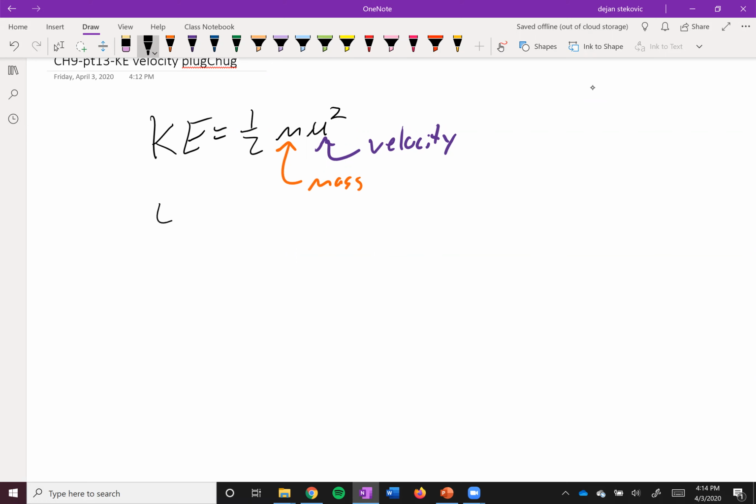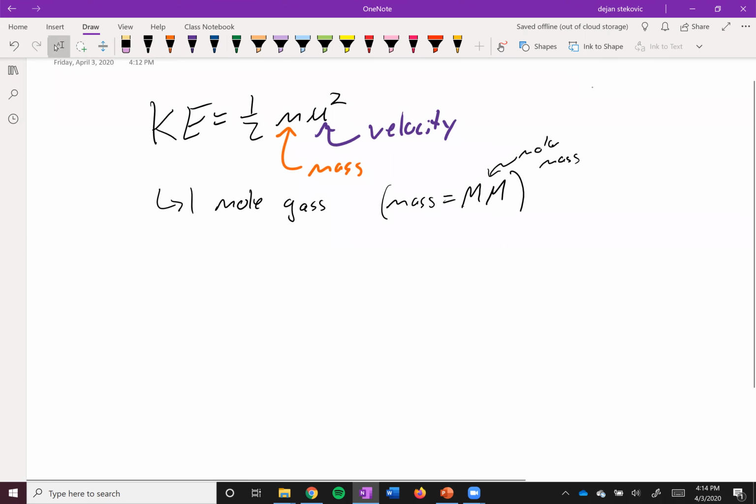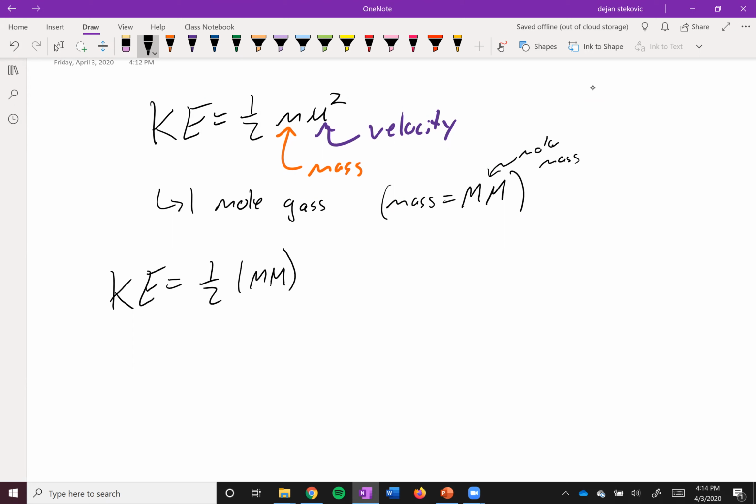So we're going to say that we have 1 mole of gas here. If you think about the mass of 1 mole, it's going to be the same as the molar mass, because you only have 1 mole of it, and molar mass is grams per 1 mole. So we can substitute that for mass. So kinetic energy is equal to 1/2 times the molar mass times mu squared.